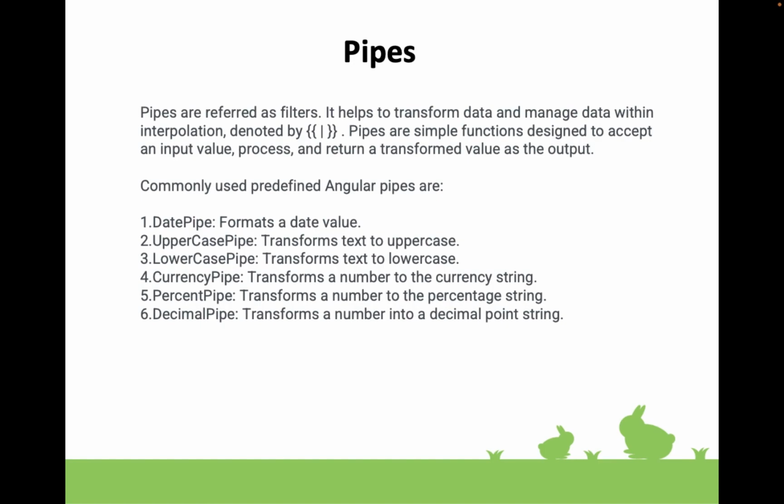Okay, beautify the data. And these are some of the commonly used predefined Angular pipes like date pipe, uppercase, lowercase, currency, percentage, decimal. These are different types of pipes. Those are predefined in Angular. We will see some of these types, or some of you can practice some of these types. So let's go to our VS Code and see what the pipes are and how we can implement these.